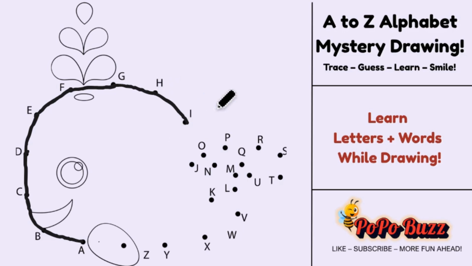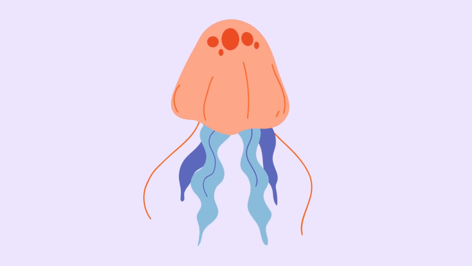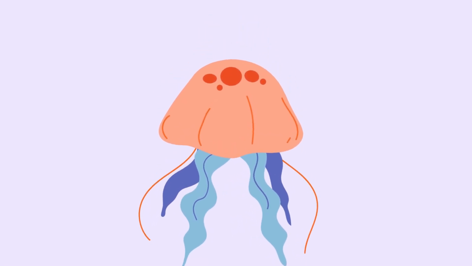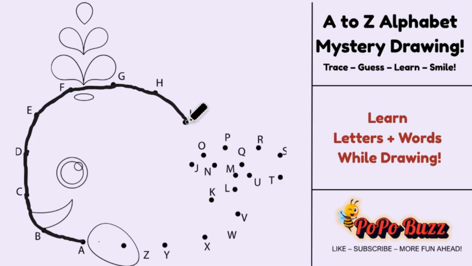Okay, I'm seeing some shapes now. Could it be a jellyfish? Don't tell me yet. Now we dip to J. J for jug. Then stretch to K. K for kite. Fly high. Sharp curve to L. L for lion. Bounce to M. M for monkey.